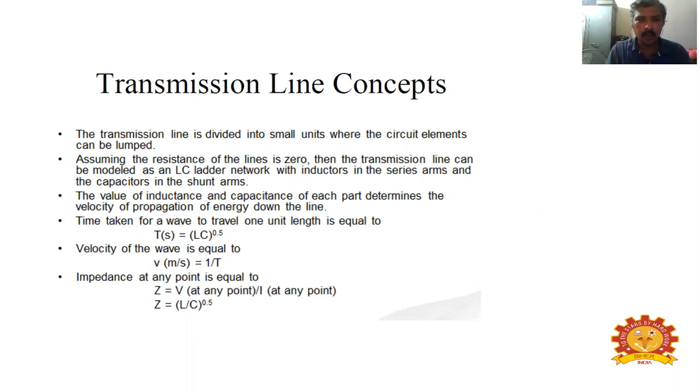Now, what is the impedance at any point? The impedance at any point is Z. Z is equal to V by I, where V is the voltage and I is the current. Z is also given by the equation Z is equal to root of L by C.